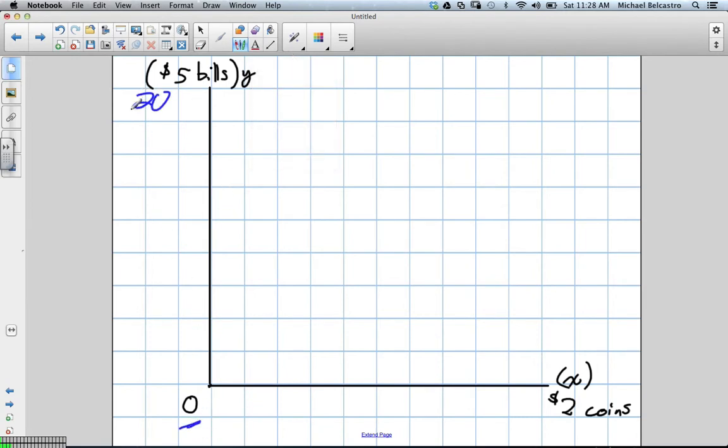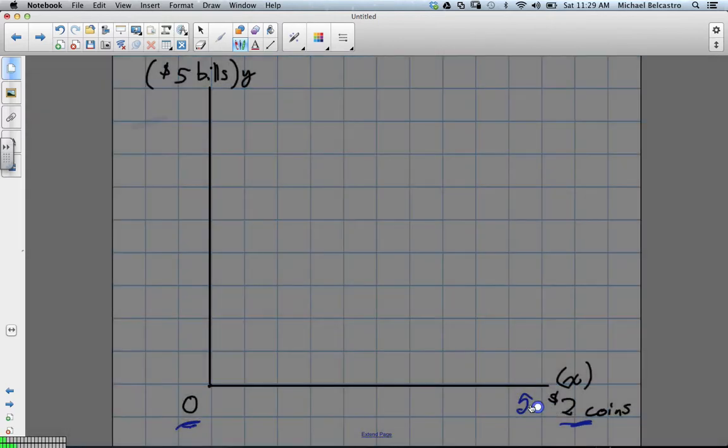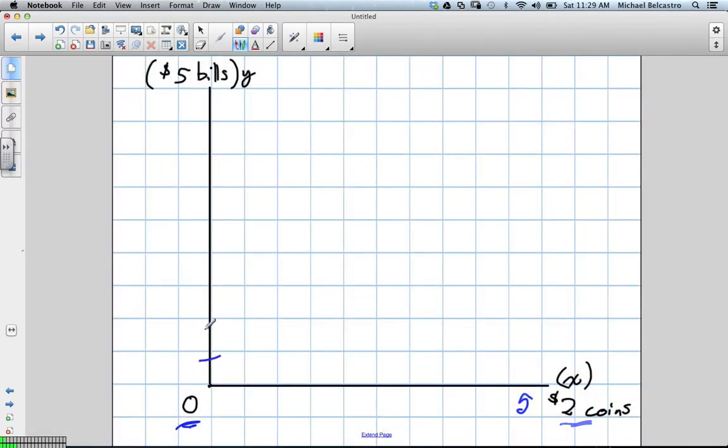We know it's going to start at 0, but it needs to go at least to 20 because that was our top. And for $2 coins, our lowest was 0. What was our highest? 50. So we know that this scale has to go to at least the number 50. So we've got to figure out how much range we have in here.